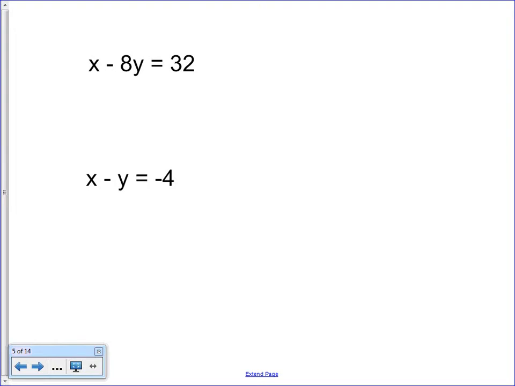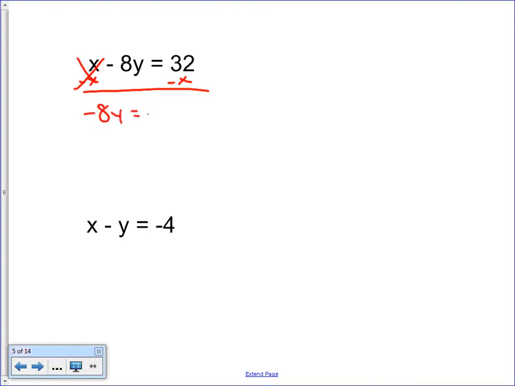So this one right here, notice how we don't have a number in front of the x term, or in front of the x. That's okay. So let's subtract x from both sides. Okay, so the x's will cancel out. We have a negative 8y equals a negative x plus 32. Just like that.